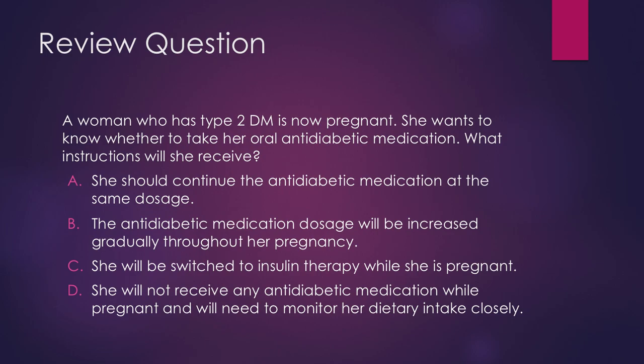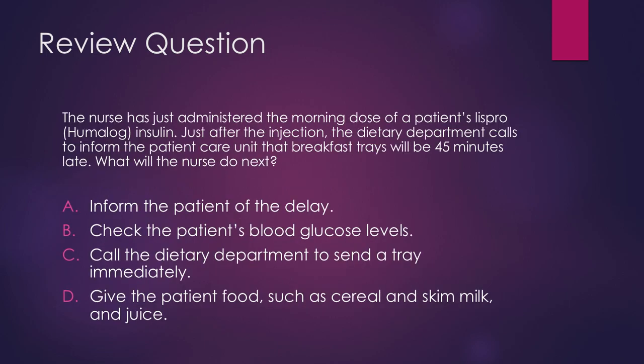All right, a woman who has type 2 diabetes is now pregnant. She wants to know whether to take her oral anti-diabetic medication. What instructions will she receive? That will be C. Remember, people with gestational diabetes, or people who are diabetic and are pregnant, either way, they get insulin.